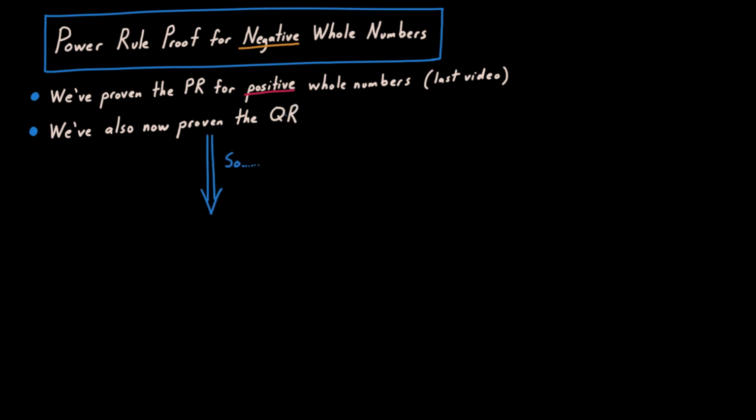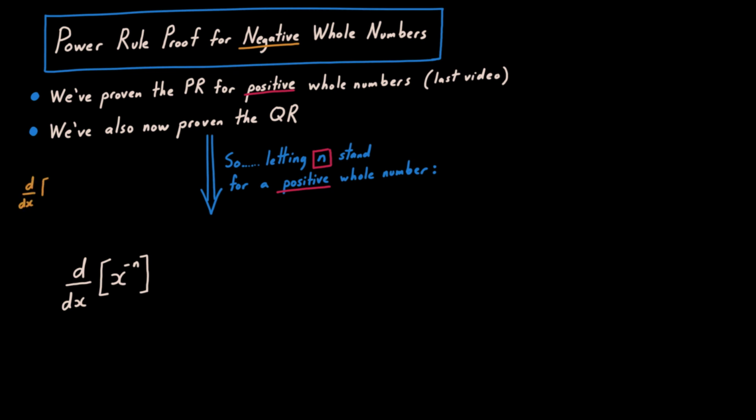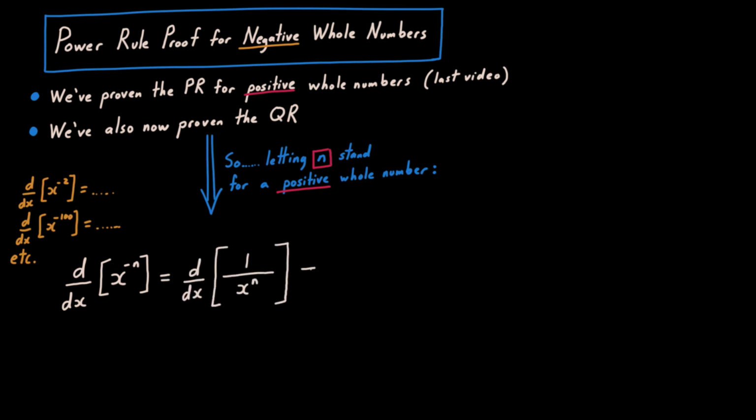I'm going to let lowercase n stand for any positive whole number. And now consider the derivative with respect to x of x to the negative n power. So x to the negative second, for example, to the negative 100, for example. That's what I'm doing right here when I say x to the negative n. Well, of course, I can rewrite that as 1 over x to the n, and now I have a quotient, which is prime time to use the quotient rule.